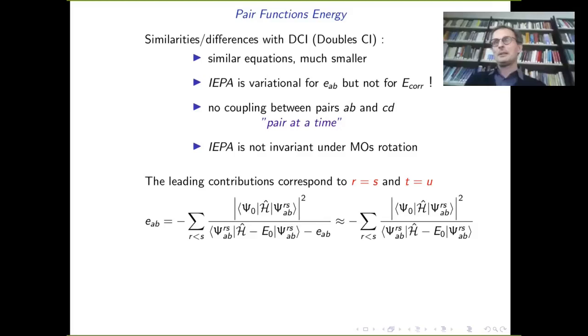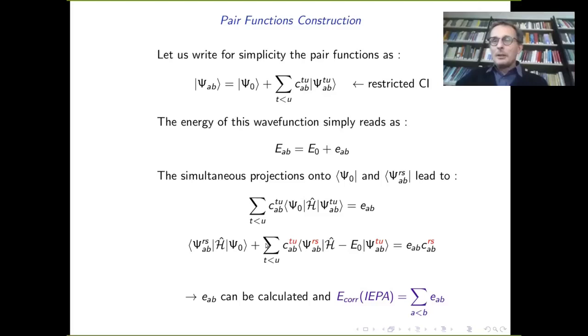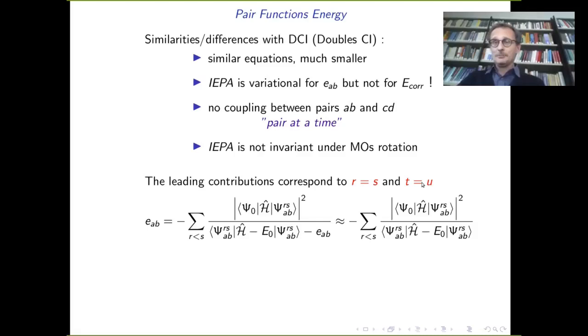Let me make contact with what we said, in particular coming from Møller-Plesset second order, so MP2 calculations. If you get back to the previous equations that I showed you, and make T equal R and U equal S in those equations, these are probably the leading contribution. So R equal S and T equal U. What you can easily evaluate is the pair energy, which can be easily retrieved from those two equations that I wrote previously, assuming that this quantity is much smaller as compared to that one. So this can be neglected somehow, and this is why it can be approximated through this relation.